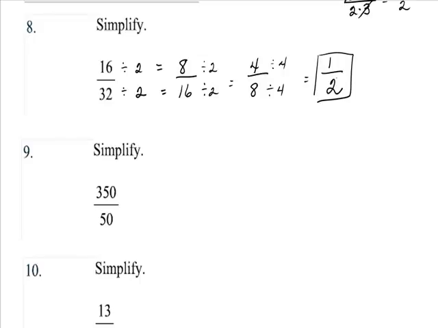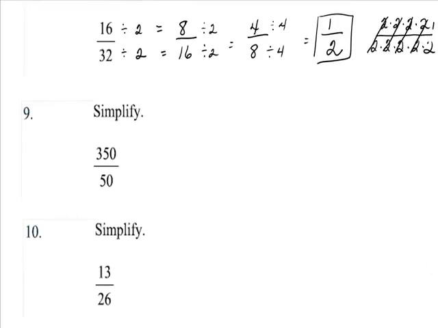I could have done prime factorizations. I'm not going to do it, but I'll just show you. With prime factorizations, the top is 2 times 2 times 2 times 2. The bottom has 2, 2, 2, 2, 2. And you would see that if you did the prime factorizations. Divide out, divide out, divide out, divide out. That leaves a 1 on top, 1 over 2. All right, moving on to the next one.